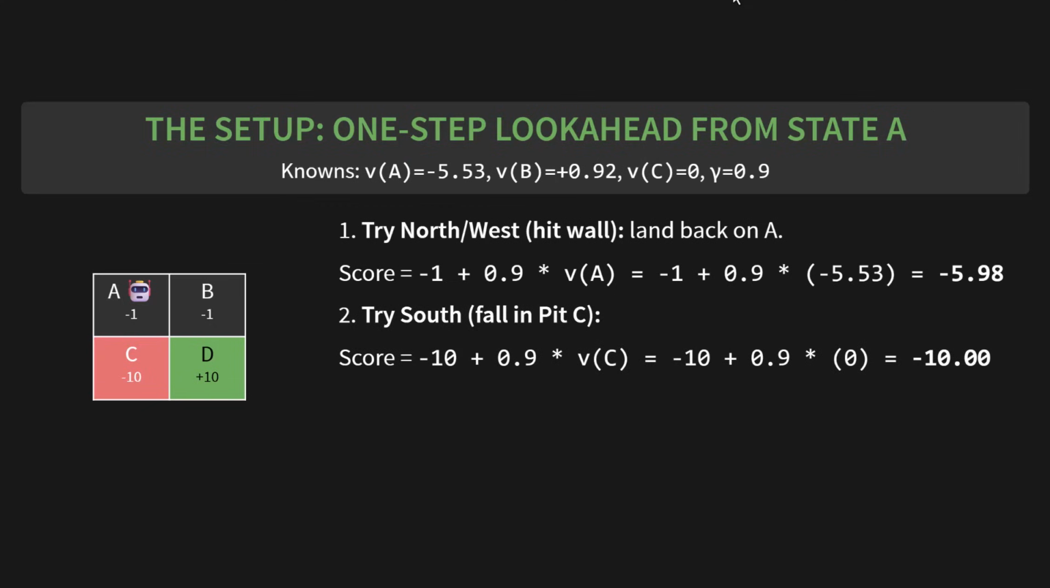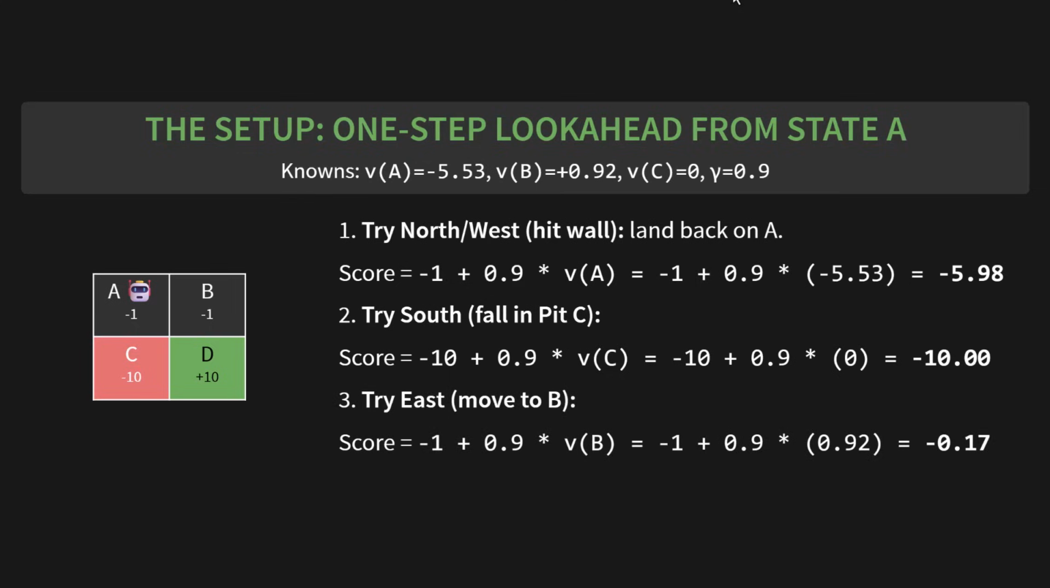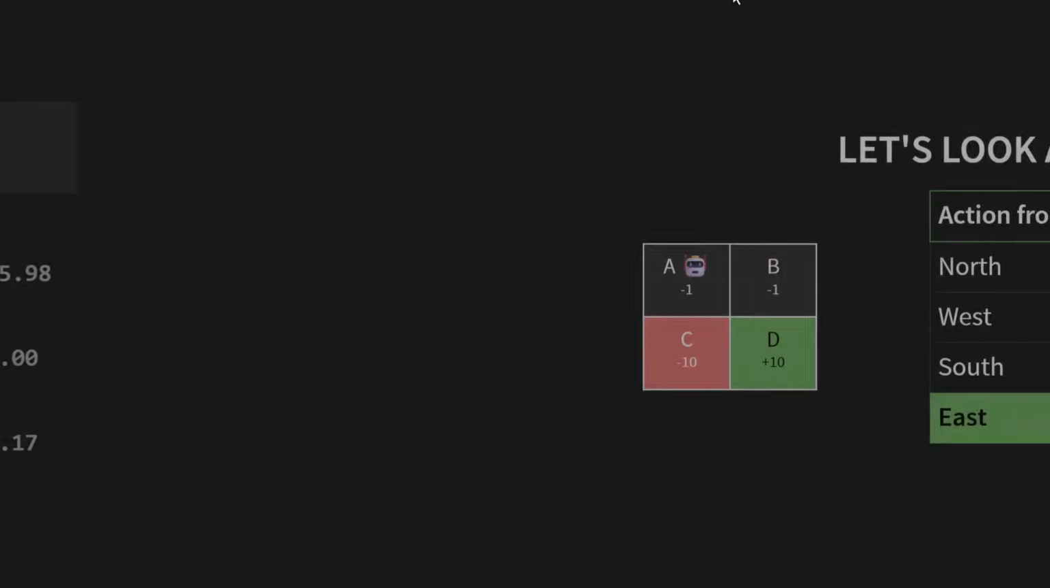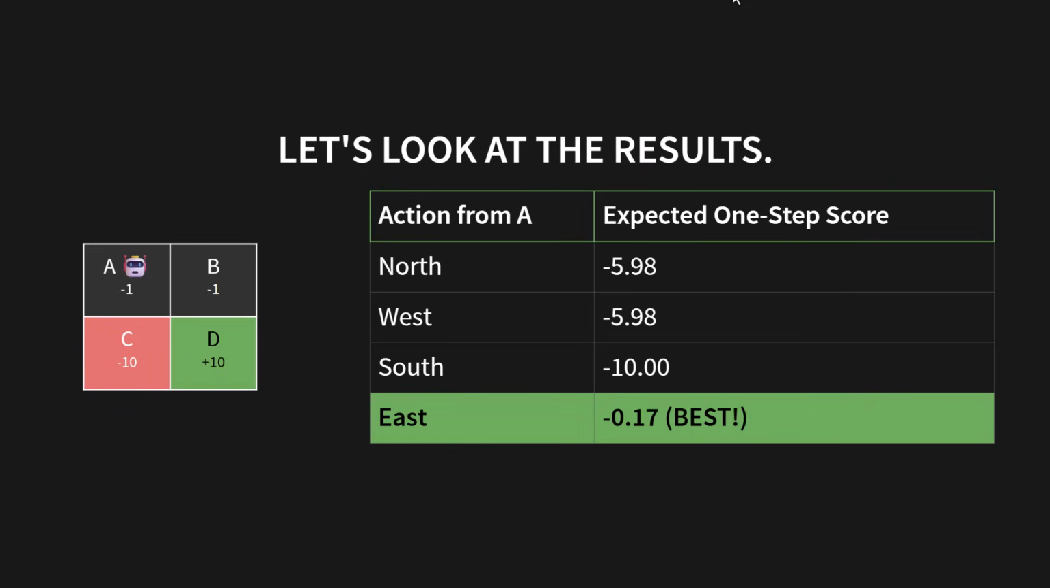Okay, what about south? That's a disaster. We fall in the pit. That's an immediate -10 reward, and since it's a terminal state, that's it. The score is just -10. Ouch. Finally, what if we try going east? We move to state B, so that's a -1 reward plus the discounted value of B. Let's run the numbers. -1 plus 0.9 times 0.92, that comes out to just -0.17. Now, let's look at the results in this table.